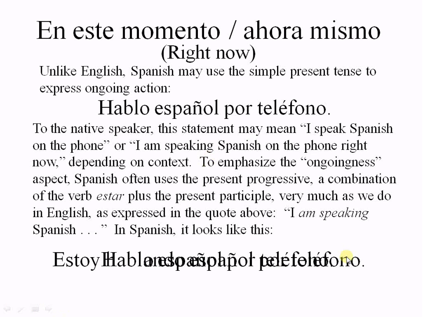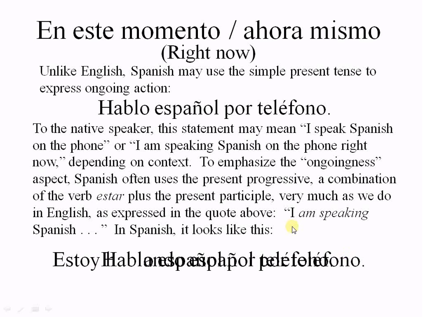El presente progresivo is used when we express actions that are happening right now, ahora mismo. Unlike English, Spanish may use the simple present tense to express ongoing action. For example, hablo español por teléfono. To the native speaker, this statement may mean I speak Spanish on the phone or I am speaking Spanish on the phone right now, depending on the context.